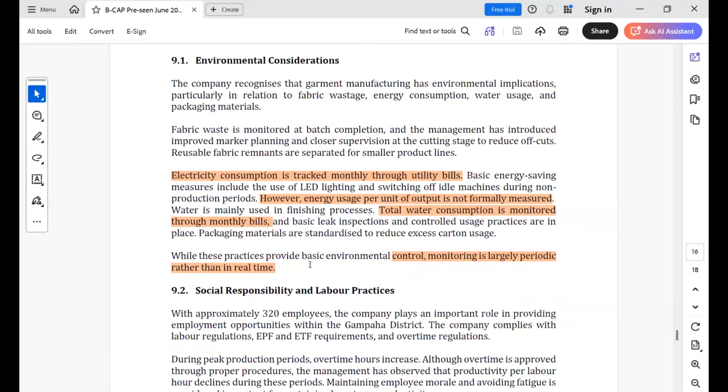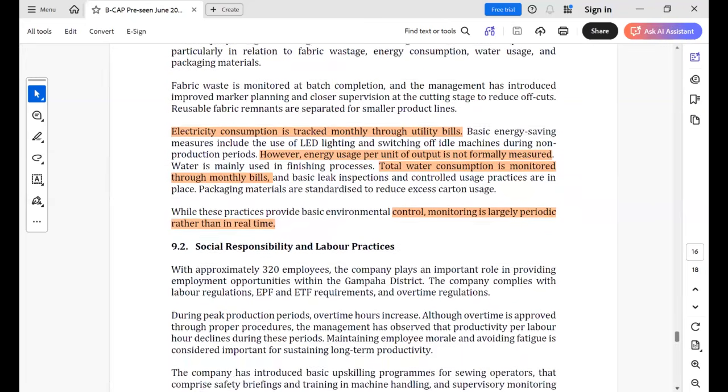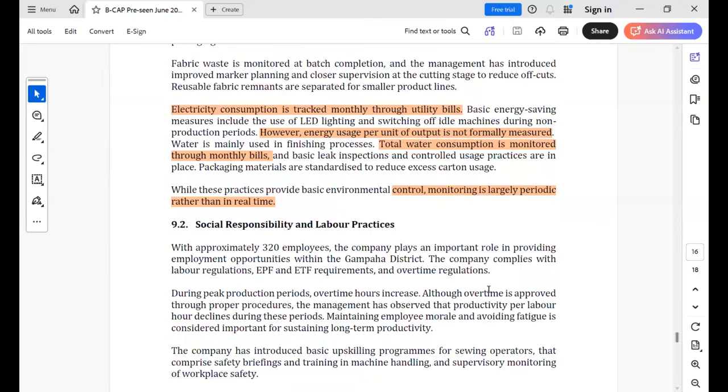While these practices provide basic environmental control, monitoring is largely periodic rather than real time. So all the control we have noticed here is periodic control, not real-time control, because they don't have enough IT-related platform available. Right? So this has to be a real-time monitoring system.